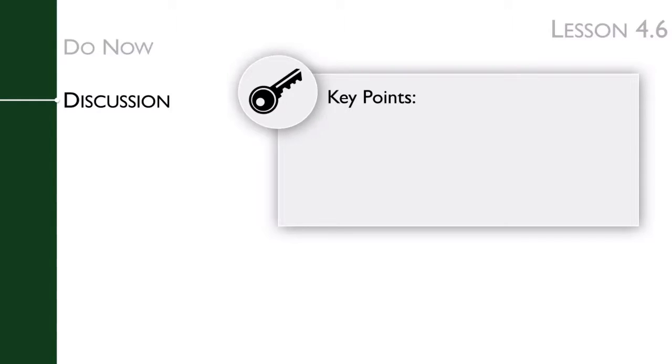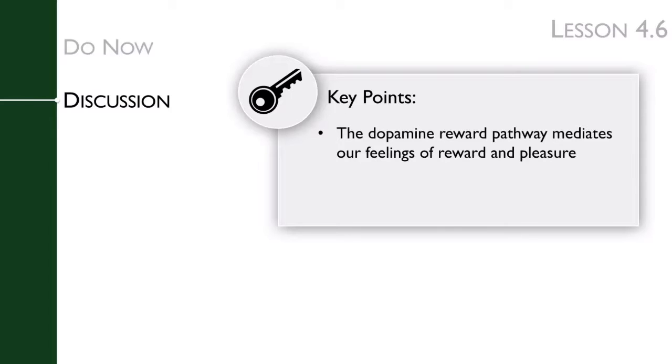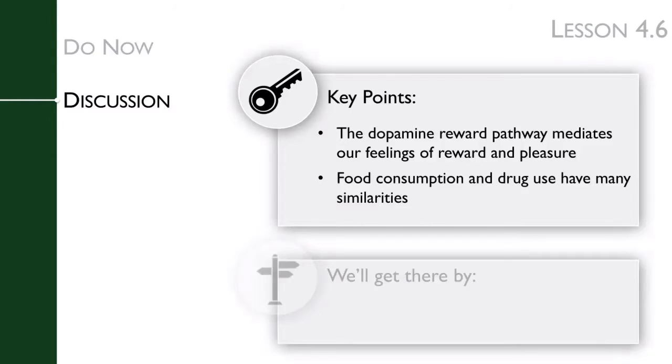The key points of this lesson's discussion are that the dopamine reward pathway mediates our feelings of reward and pleasure and is activated by certain behaviors like sex, eating, or receiving praise. Food consumption and drug use have many similarities. We'll get there by having a brief review with the students.